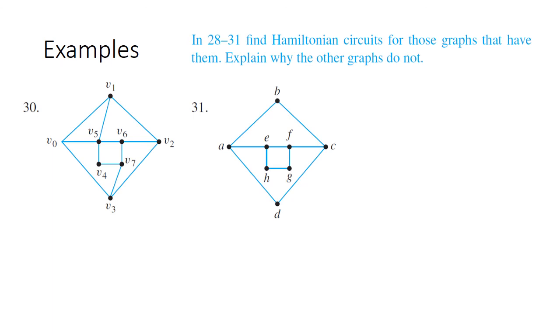Okay, let's try a couple more. So I'm going to do both of these as examples here. I believe these are ones where I can't remember if they exist or not. Let's find out. Okay, so let me try doing the one on the left first. So I'm going to start at V6, then V2, V1, V0, V3, and then let's see, V7, V4, V5, V6. Yeah, so that works.